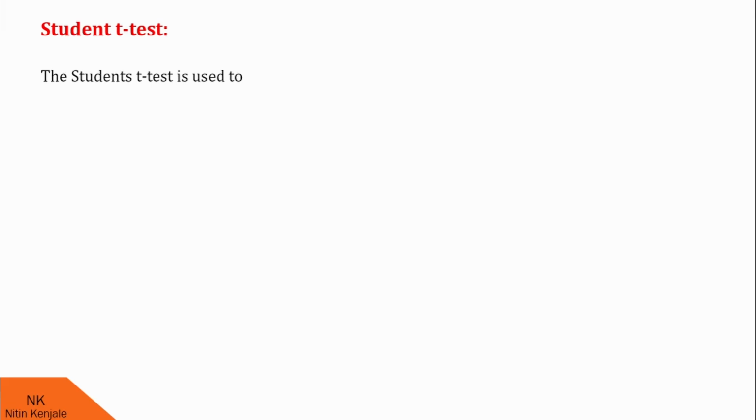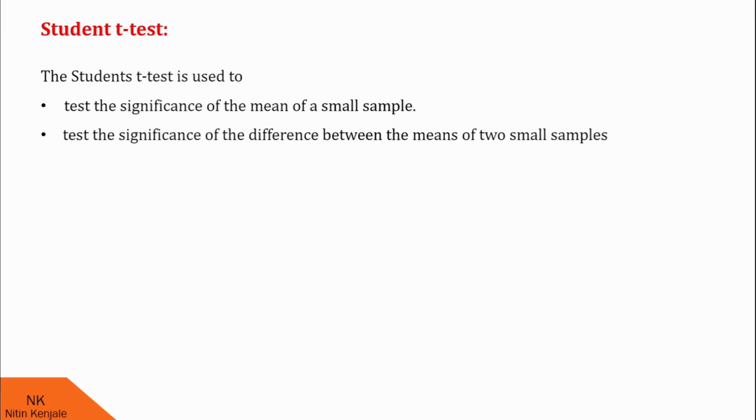The student t-test is used to test the significance of the mean of a small sample. It is also used to test the significance of the difference between the means of two small samples. When we say small sample, its size is less than or equal to 30. 30 is the threshold point between small sample and large sample. So if any sample has more than 30 items in it, then that sample is considered a large sample. Otherwise, it is a small sample. Note that student t-test is also used to test the significance of the correlation coefficient.